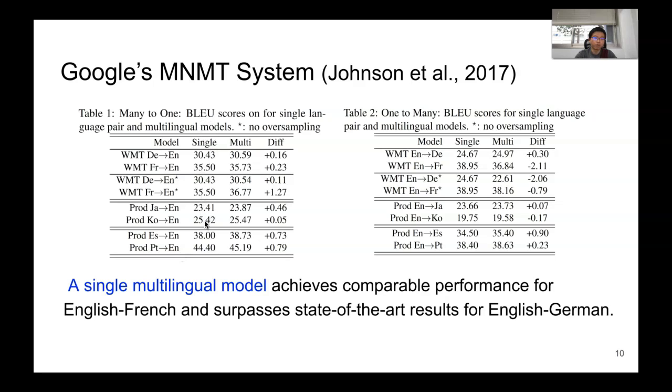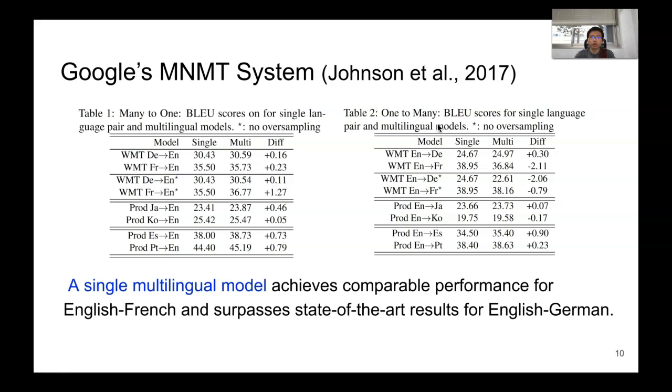And this column shows the single, which means a bilingual model, and this column is a multilingual model. The multilingual model combines, for example here, German English and French English into a single model. And we can see that the diff means the improvement over the single model by this multilingual model. The same thing happens on the language pairs of Japanese English, Korean English, or Spanish English and Portuguese English. This is the direction from other languages to English, right?